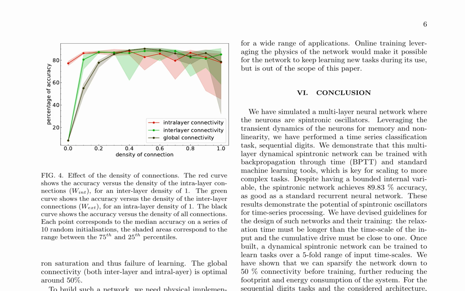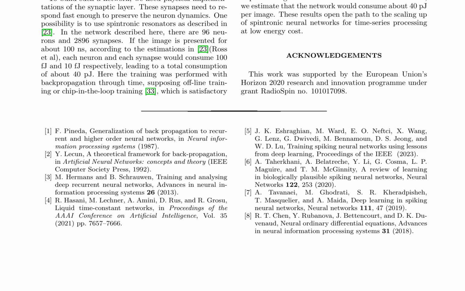The authors propose using spintronic resonators as physical implementations of the synaptic layer, which can respond fast enough to preserve the neuron dynamics. They estimate that the network would consume about 40 pJ per image, making it a promising approach for time series processing at low energy cost.